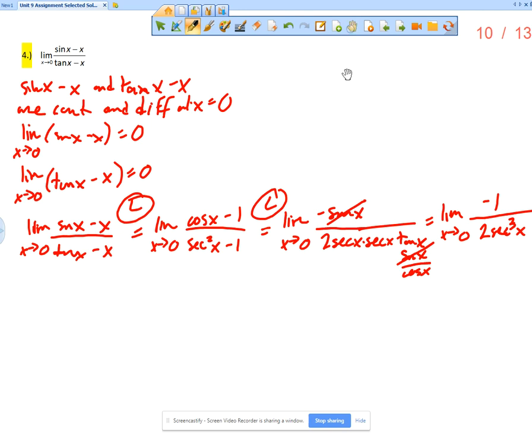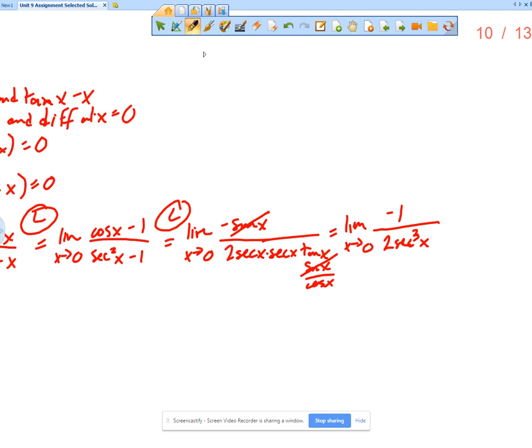All right, and so then I would reevaluate with x equals 0. So I would get negative 1 over 2 times secant cubed of 0. Secant of 0 is 1, so 1 cubed, so we get 2. So negative 1/2 would be the value.